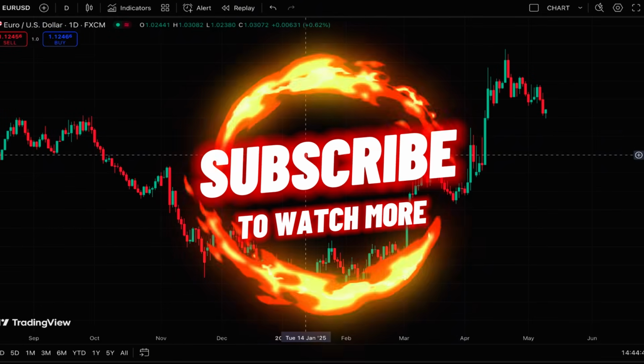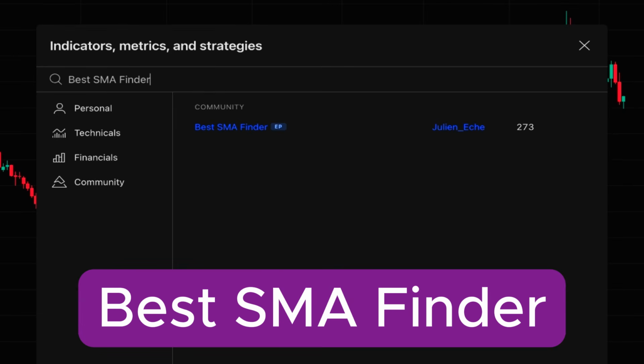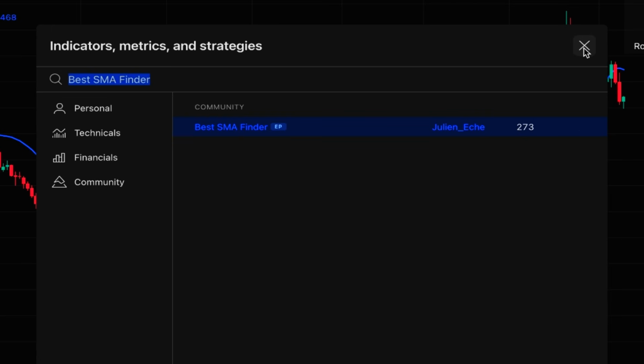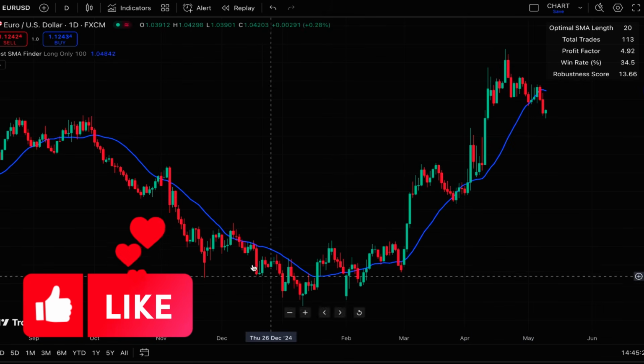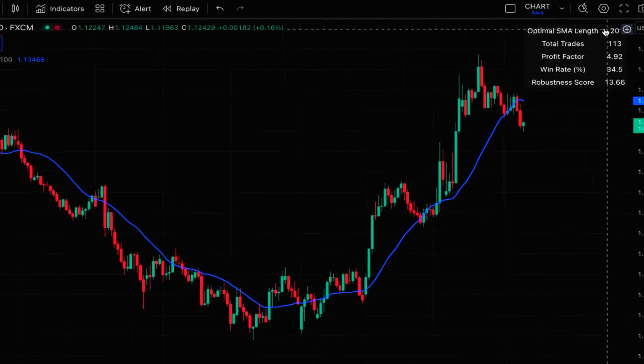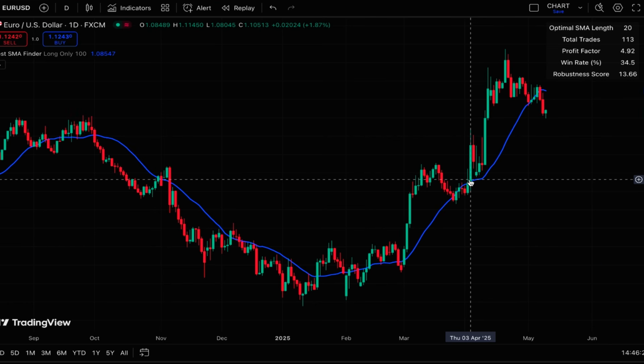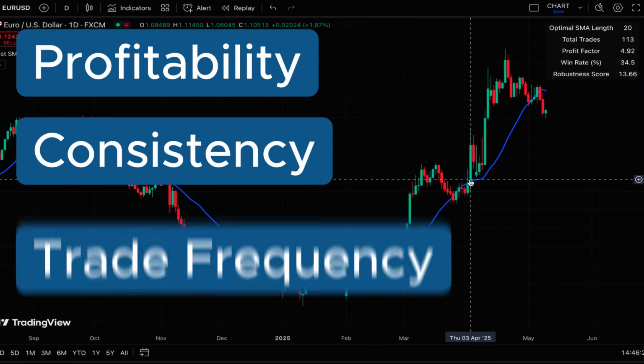To add this amazing indicator to our chart, here we click on indicators and we search Best SMA Finder, this one, which is an editor's pick indicator written by Julian H.A. Alright, as you can see, a moving average line is added to the chart. At the moment, the moving average length is 20, and this is the optimal length that the indicator has found. The indicator has evaluated hundreds of lengths from 10 to 1000 to select the one that provides the best balance between profitability, consistency, and trade frequency.